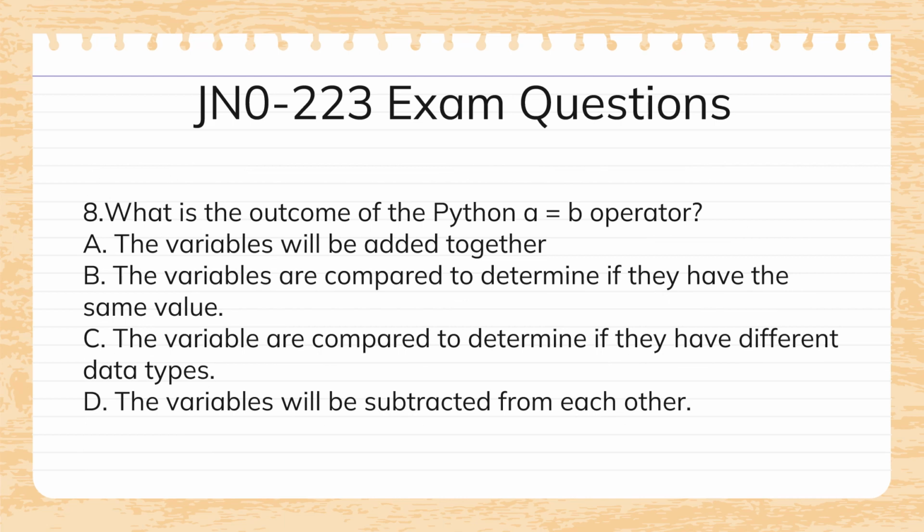8. What is the outcome of the Python == operator? A. The variables will be added together. B. The variables are compared to determine if they have the same value. C. The variables are compared to determine if they have different data types. D. The variables will be subtracted from each other.